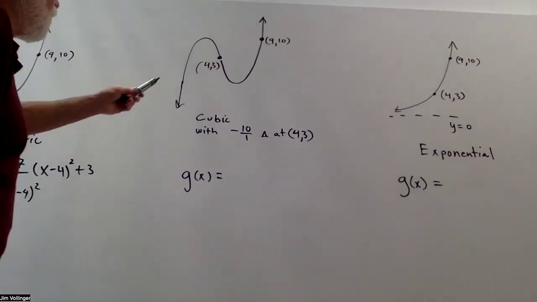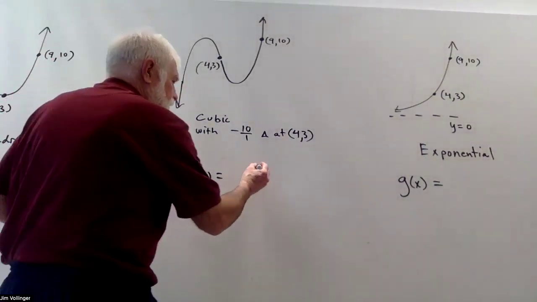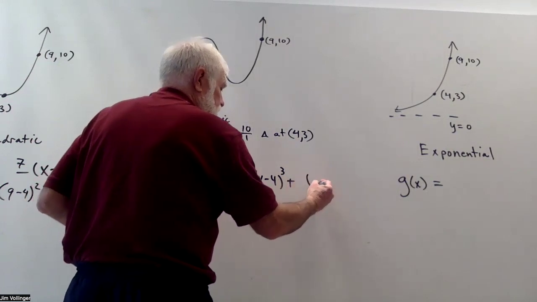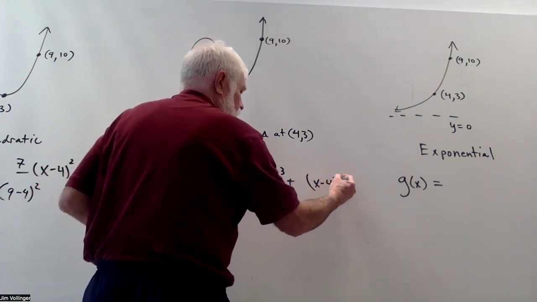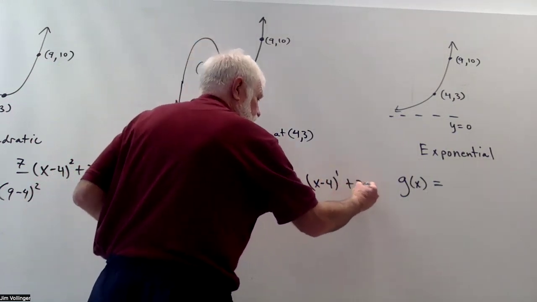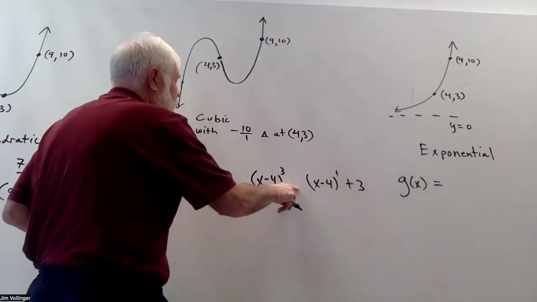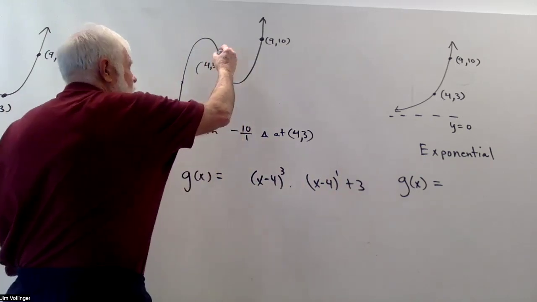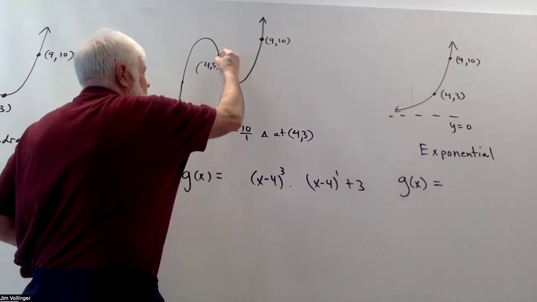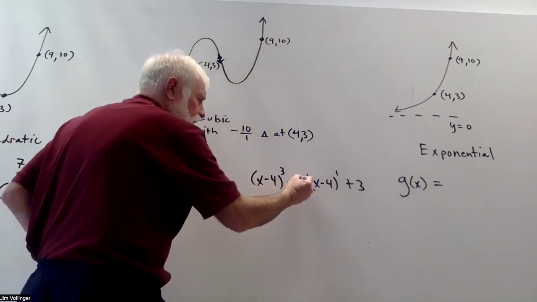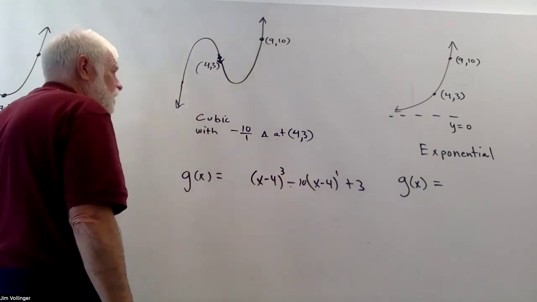Cubic is a little more complicated. And I'm going to have a point of inflection at 4, 3. So I've got x minus 4 cubed plus x minus 4 to the first plus 3. That gets me through 4, 3. And I decided to have a 10 to 1 rate of change. I've got to give a little more information on this one. 10 to 1, so I'm going down at 10 to 1 linearly at that location.